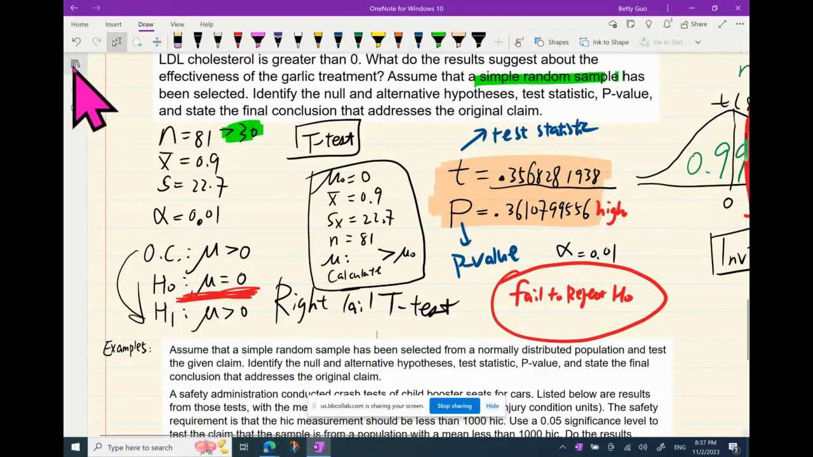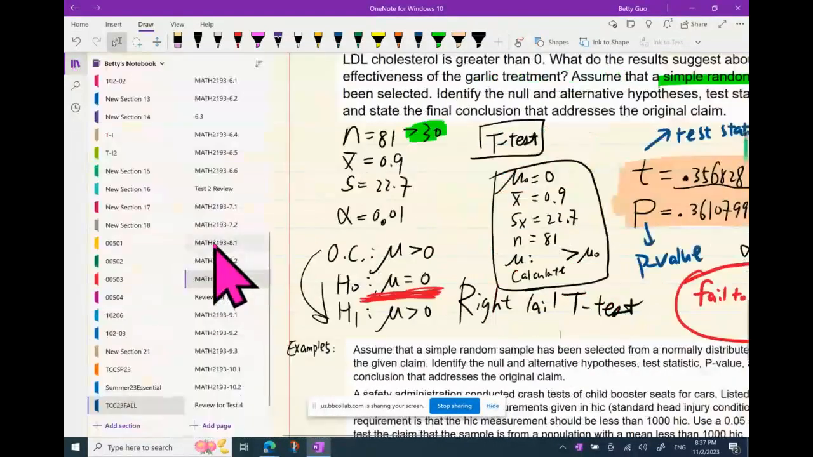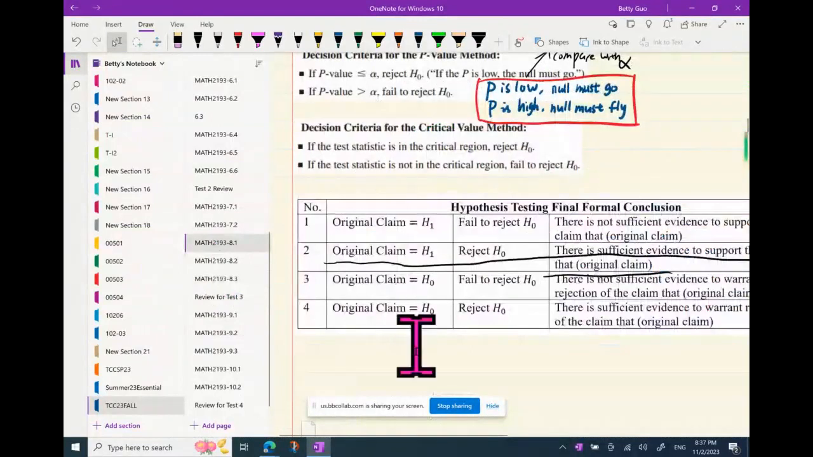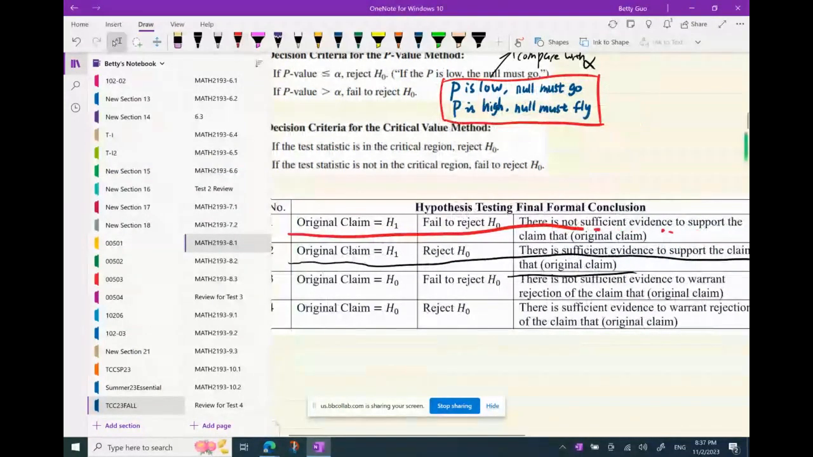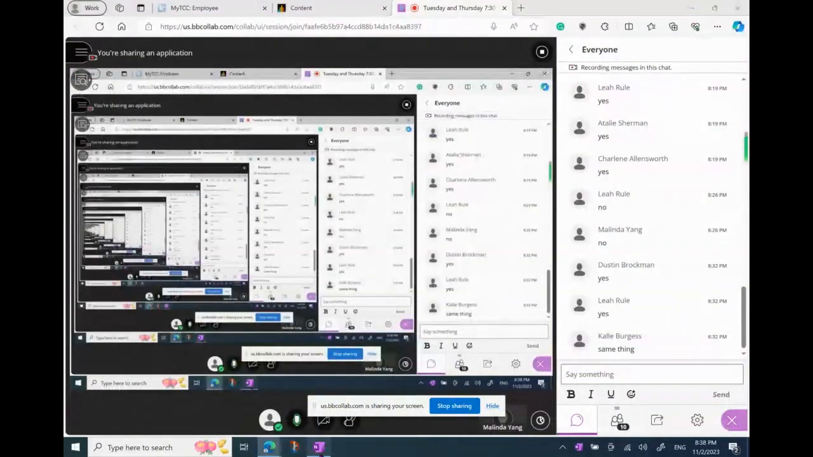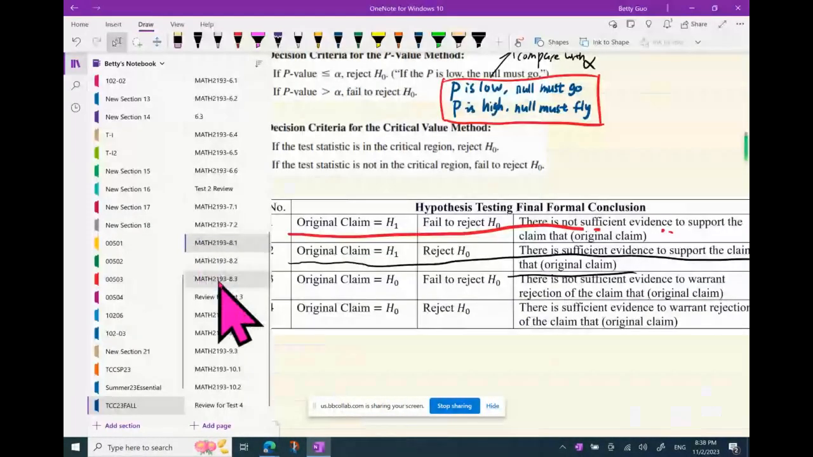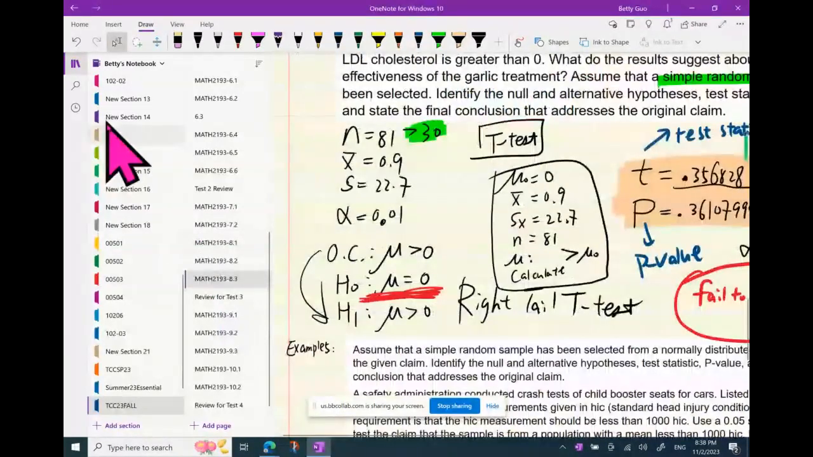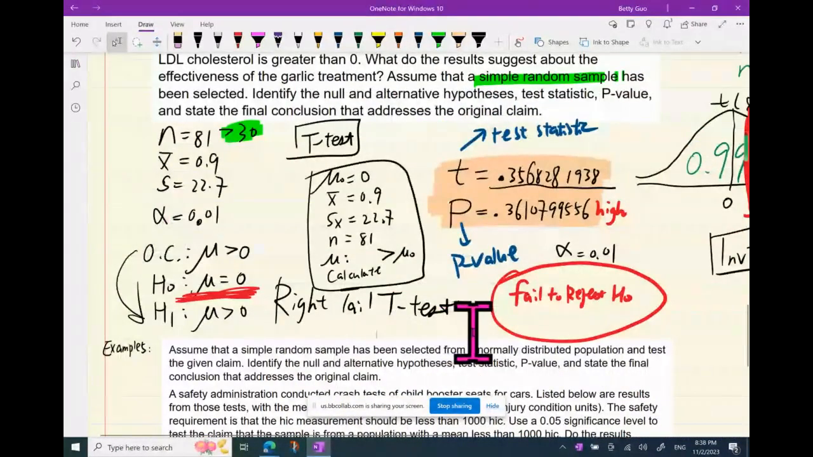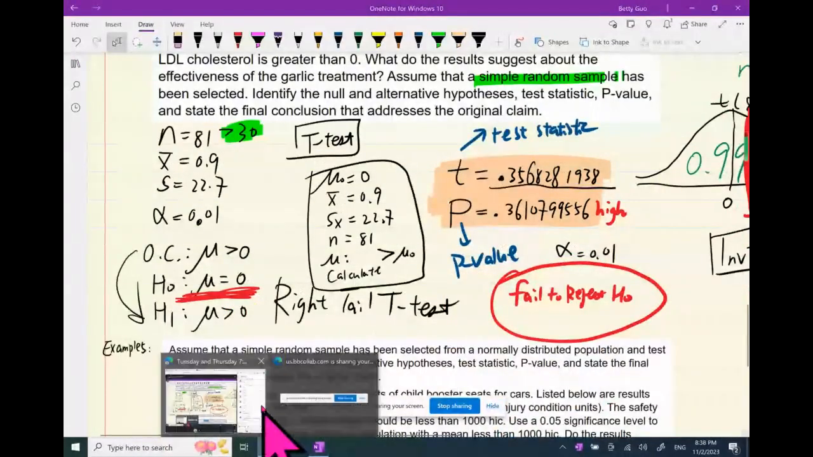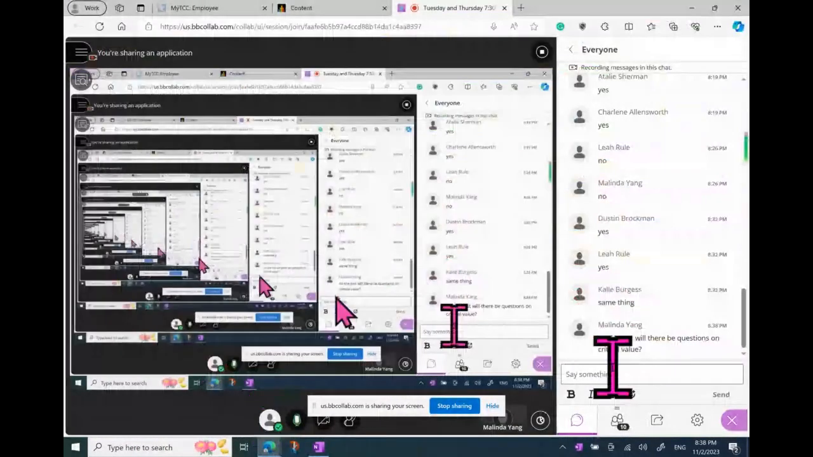Let's go to the table again. This is this case, the first case. There isn't sufficient evidence to support the original claim. The original claim is the same as the alternative. All right, so that is example 4. The previous example is reject null. Here is fail to reject.